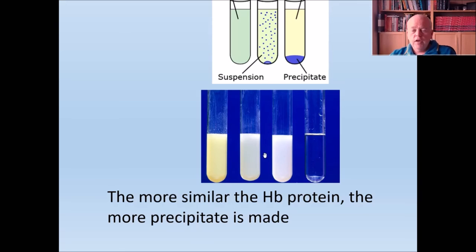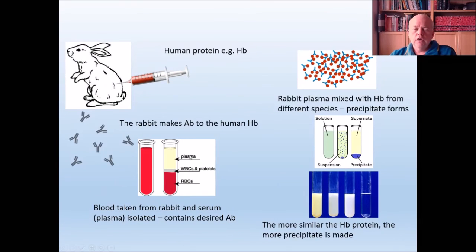And further down the line, we'd end up with some organisms hardly producing any precipitate at all, because the hemoglobin from that particular organism is so dissimilar in terms of its tertiary structure that the antibodies from the rabbit just wouldn't bind to it. So it's a useful procedure where we can use immunology to ascertain how closely related organisms are. It was a technique that was used quite a lot a few years ago.